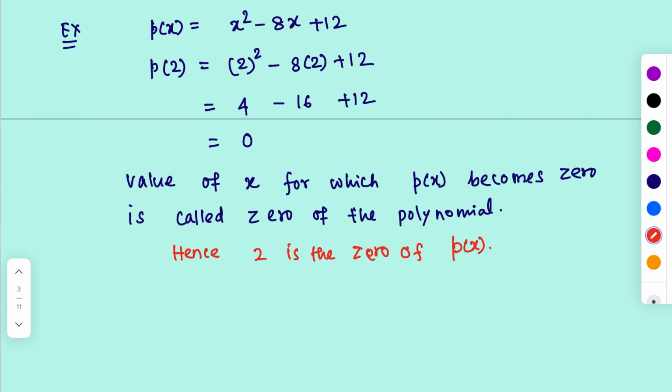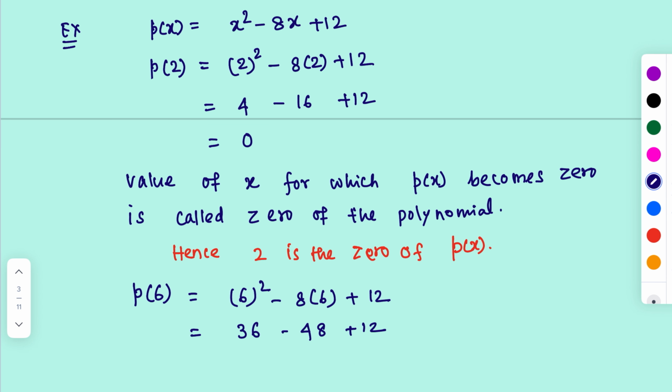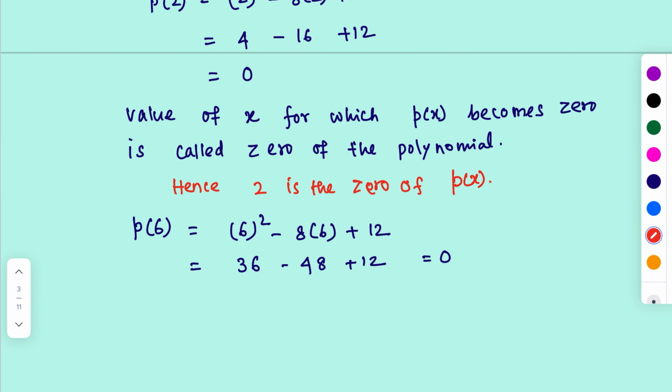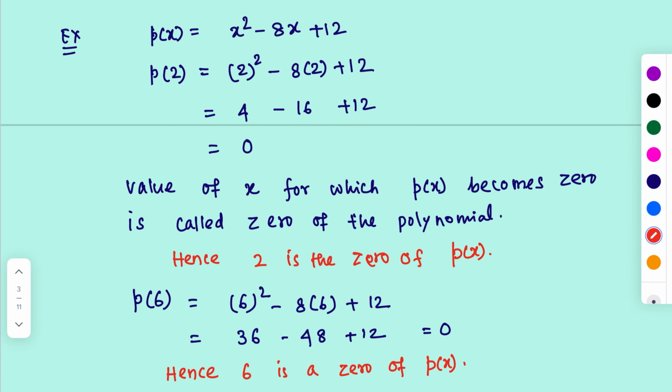Now similarly, if we take x is equal to 6, then we can write p of 6 is equal to 6 square minus 8 into 6 plus 12, that is 36 minus 48 plus 12, which is equal to 0. So hence 6 is a zero of the polynomial, zero of p of x, right?